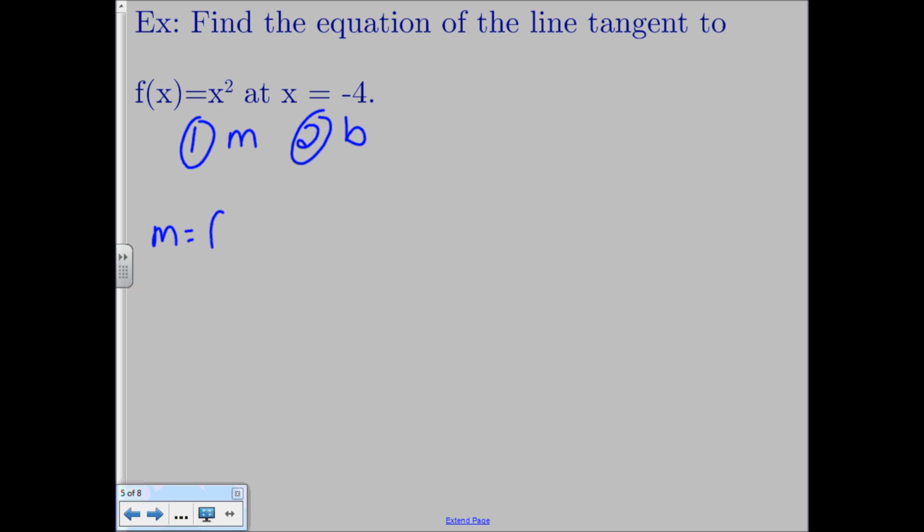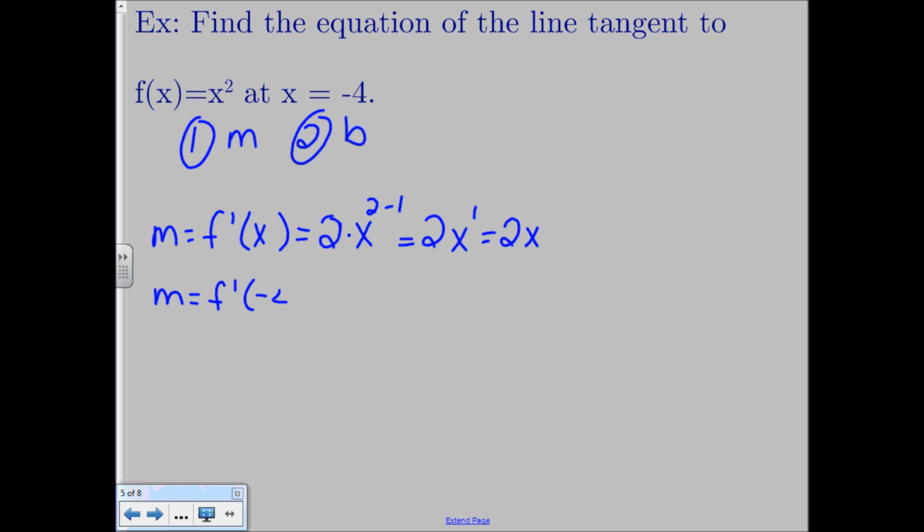So slope, or derivative, of this function is applying our power rule. We're going to bring down that 2, make it a coefficient, x to the 2 minus 1 power, which is 2x to the first power, or just 2x. So we know our x-coordinate is negative 4, so our slope is just going to be f prime of negative 4, which is 2 times negative 4, or negative 8.